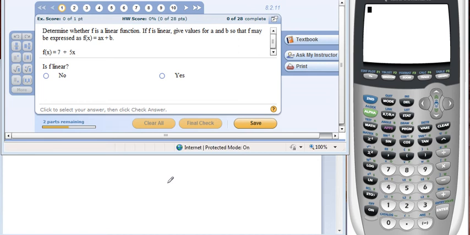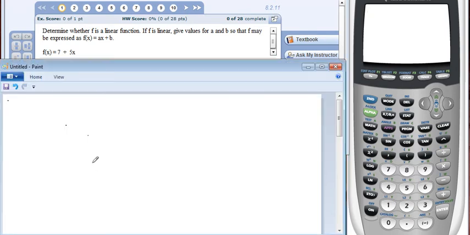All right, this is section 8.2. This is a continuation of functions. This is going to specifically concentrate on linear functions and see what those are all about. So let's take a look at what a linear function looks like.